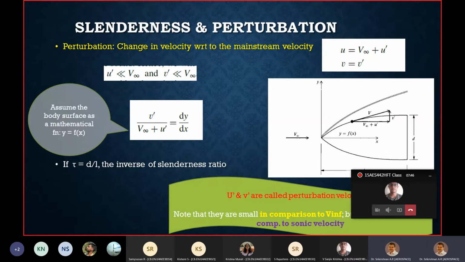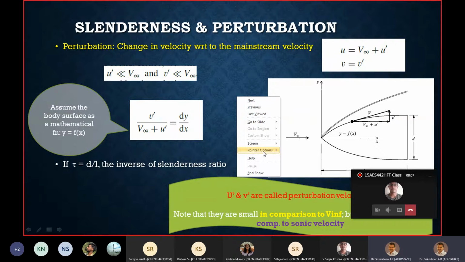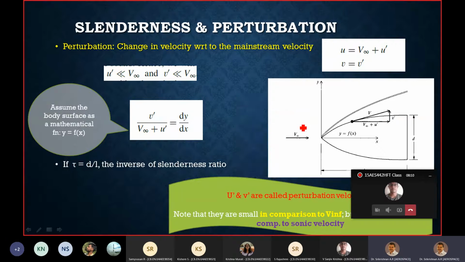A perturbation means, as you know, a change in velocity. In fact, a change in any flow parameter for that matter. We are going to focus on velocity. So in our discussion, perturbation means a change in velocity with respect to the mainstream velocity. So you have a mainstream flow approaching the body at a velocity V infinity. That is the mainstream flow coming at V infinity.